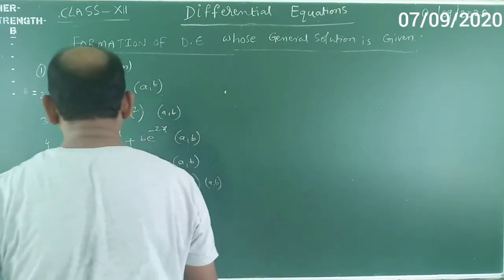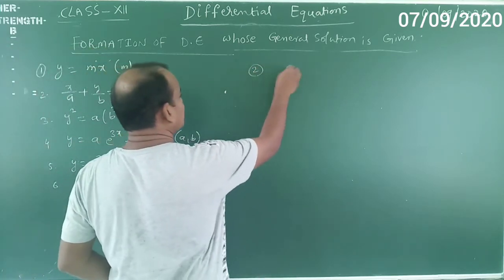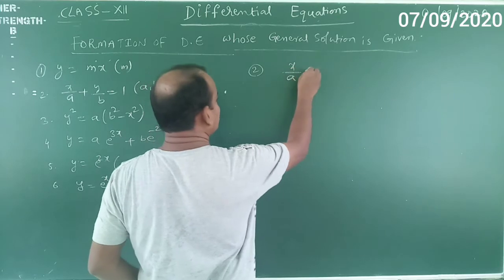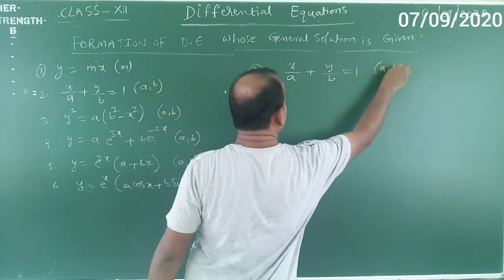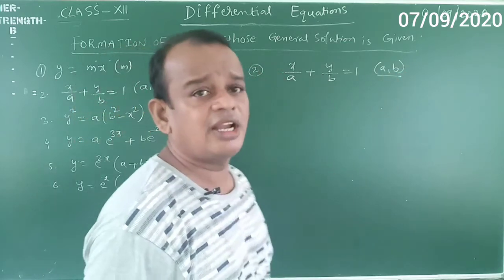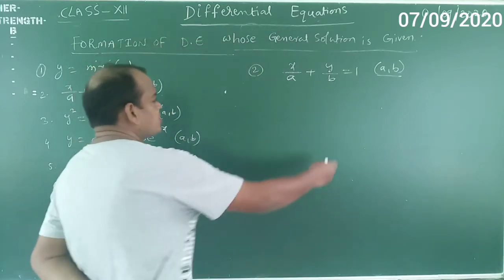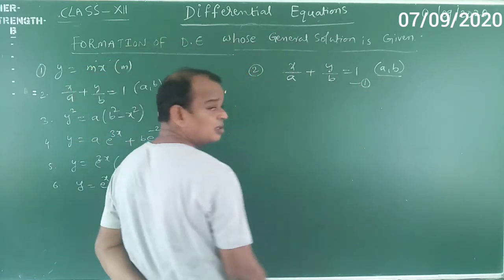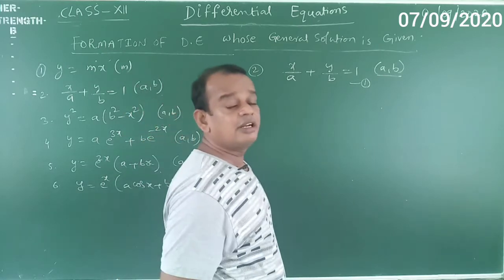Now we are going to the second problem. What is the second problem? x/a + y/b = 1, where a and b are the arbitrary constants. You remove both a and b using this equation. Now differentiate equation number 1. Simple. This is the general solution. We will find the differential equation.